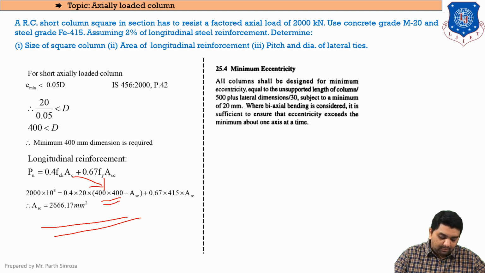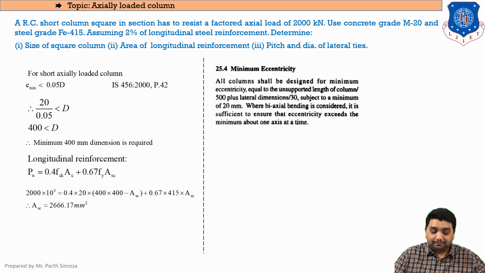So here it comes out to be 400 cross 400 minus ASC, that is area of steel content. In this equation, the only unknown that is remaining is ASC. Solving it, we will get ASC to be something around 2,666 mm square. And after that, from the steel table, we'll be finding the diameters and number of bars.